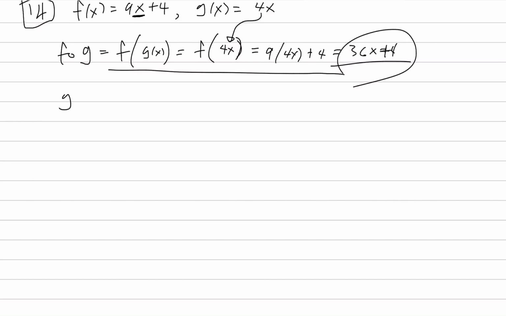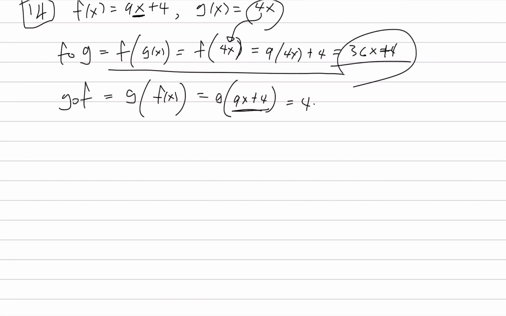And g composite f is now g of f of x. So plug f of x here. Well, f of x is 9x plus 4. So plug 9x plus 4 into g function, which is 4 times the input. Input here is 9x plus 4. Distribute 4, we'll get 36x plus 16. And as you can see, domain is still all real numbers.